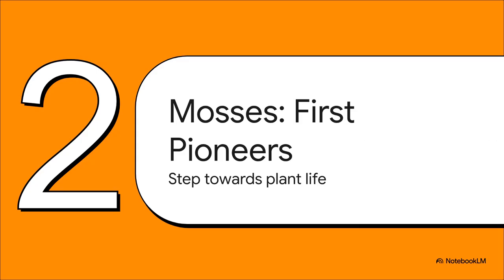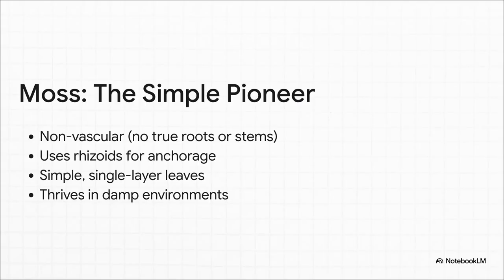Okay, so from the recyclers, let's move on to the pioneers. If fungi are nature's cleanup crew, then mosses are its first settlers. They represent this incredible evolutionary leap, figuring out how to make their own food just from sunlight. Mosses are simple, yeah, but they are so effective. They're non-vascular, which just means they don't have that complex internal plumbing system, like trees do. That's why they have to stay small and need damp places to live.